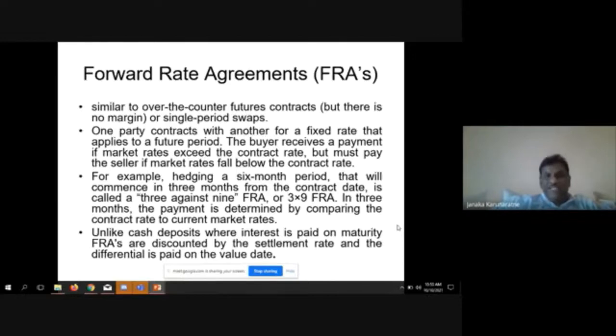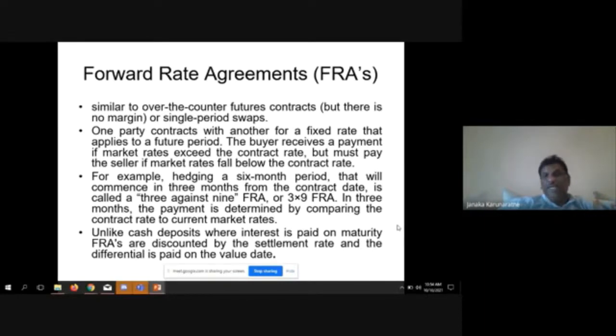So in 3 months' time, the payment is determined by comparing the contract rate to the current market rate. When the original contract's 3 months come, the payment is determined by comparing the contract rate to the current market rate. Now, for example, you are the buyer of the contract. You enter into a contract with the seller to borrow something at, let's say, a 9% interest rate.